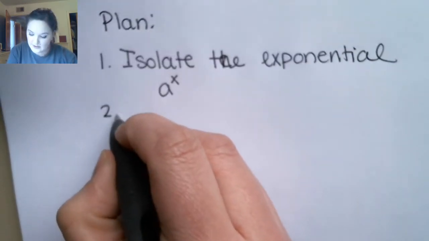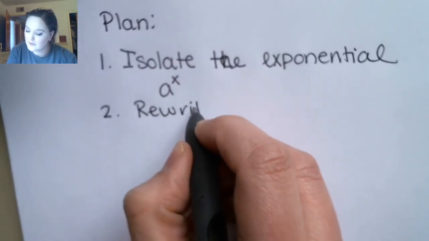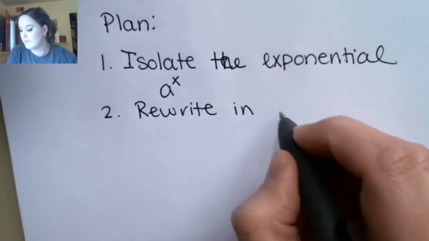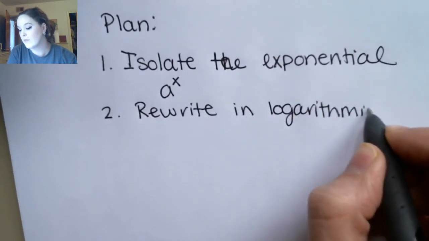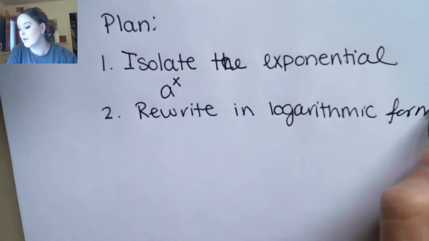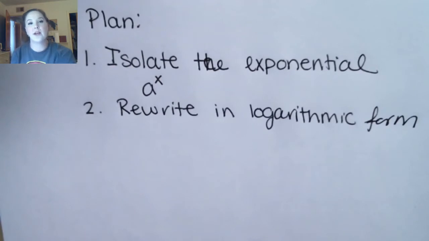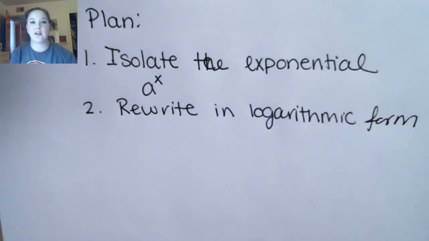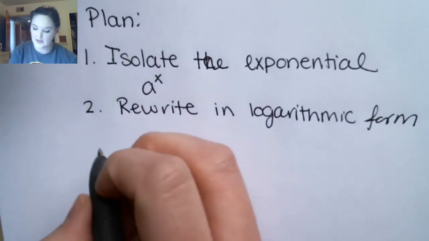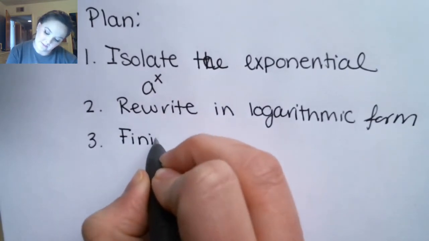Then the next thing we want to do is we're going to rewrite in log form. This is something that you should have seen in part 1, rewriting something in log form, rewriting something in exponential form. So we're going to take an exponential expression and rewrite it in logarithmic form. Then the last thing we're going to do is finish solving for x.